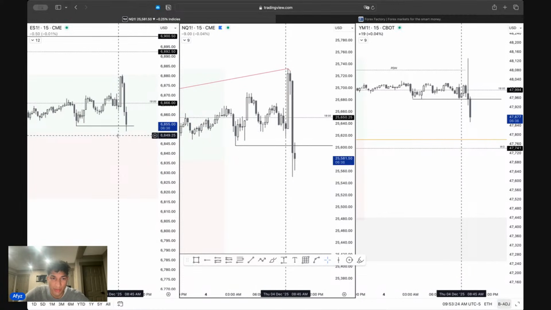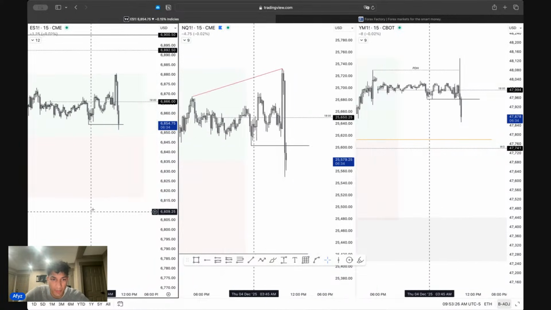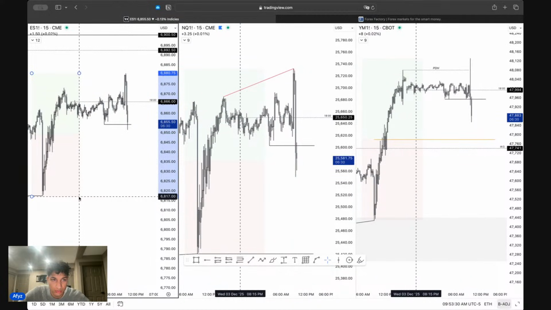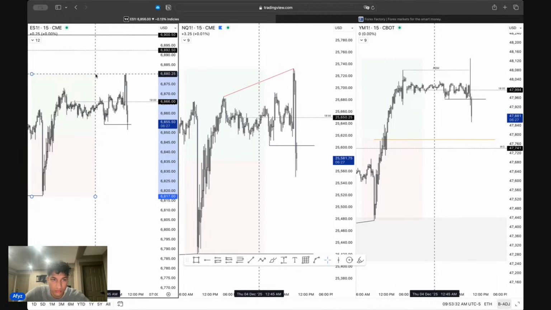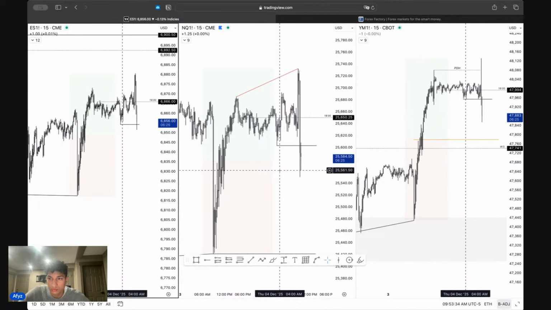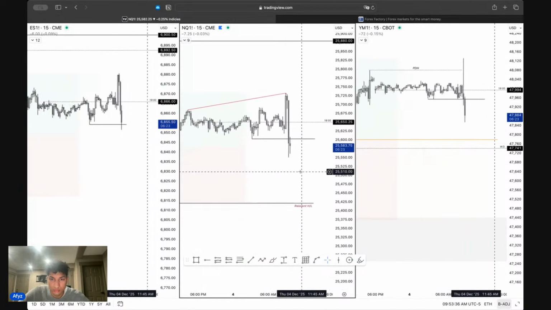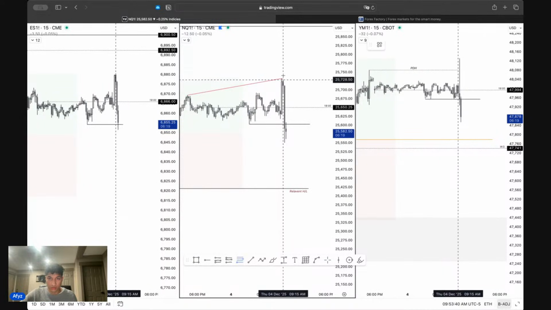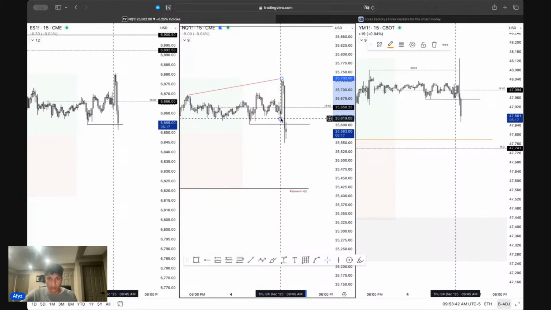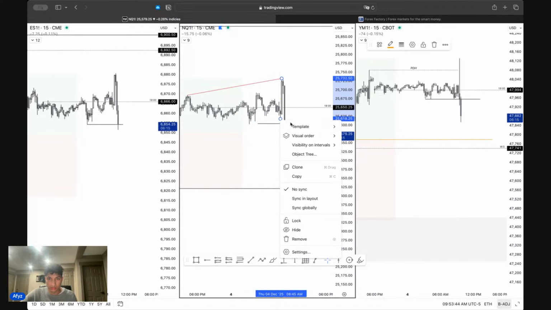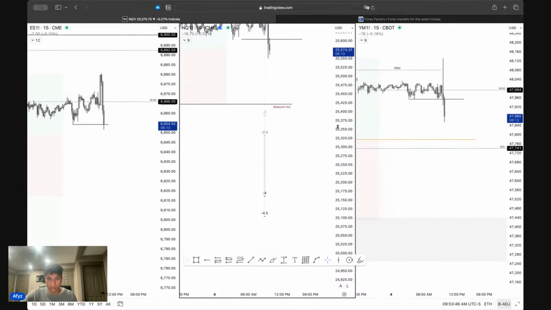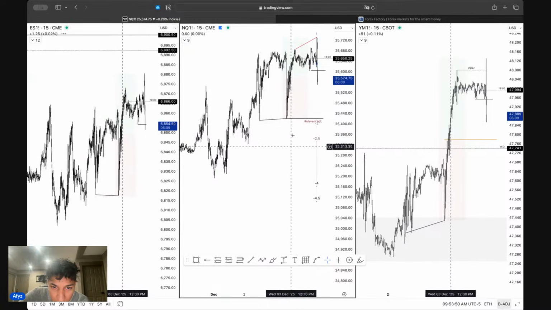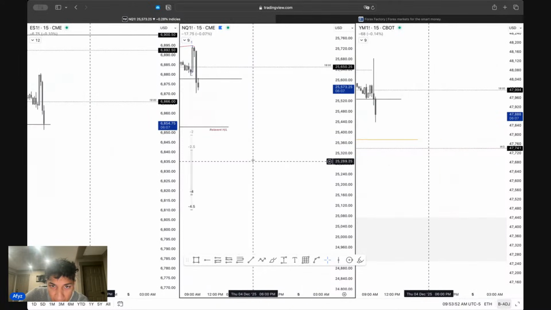Now I have expansion away from that. We've invalidated this gap. My framework would then be looking for continuations. Looking for like some sort of measured move of this manipulation. It gets me into these relative, like I see all of these lows here also as pretty low resistance.